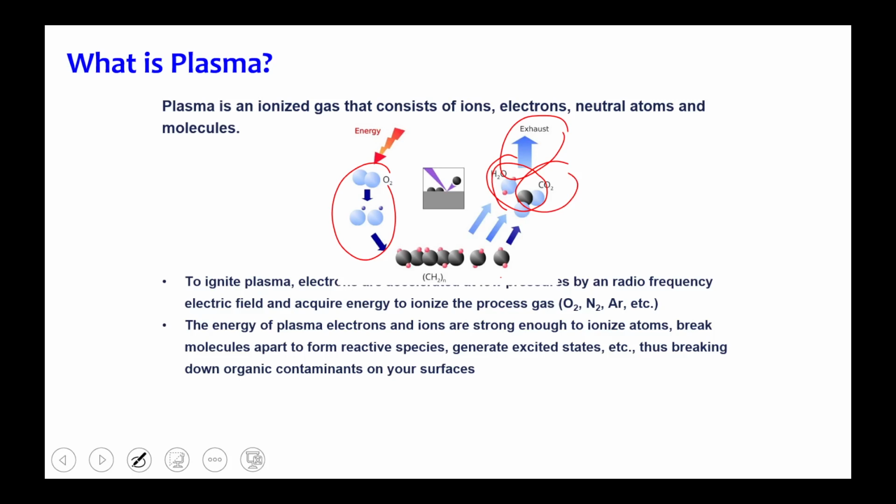To ignite plasma, a radio frequency electric field acquires energy to ionize the process gas, O2 or argon. We can use that plasma. The energy of the plasma electrons and ions is strong enough to ionize atoms and break molecules apart into reactive species, generating excited states, thus breaking down organic contamination on your surface. The plasma atoms that are formed should have enough energy that when they strike the metal, they can remove it from the surface.